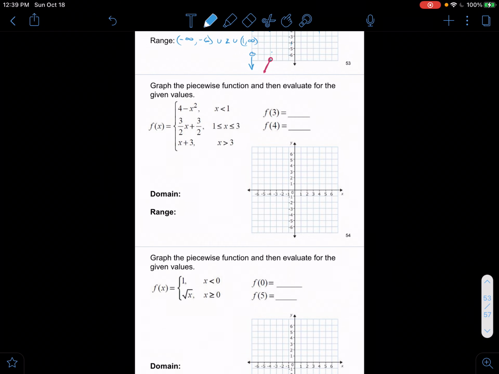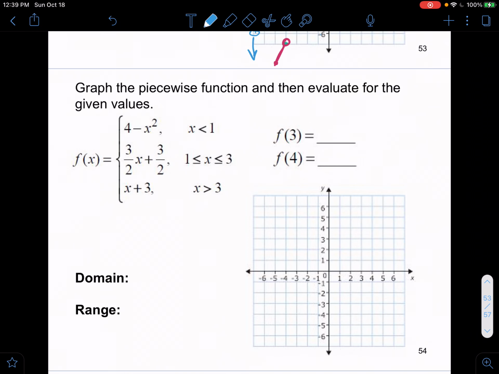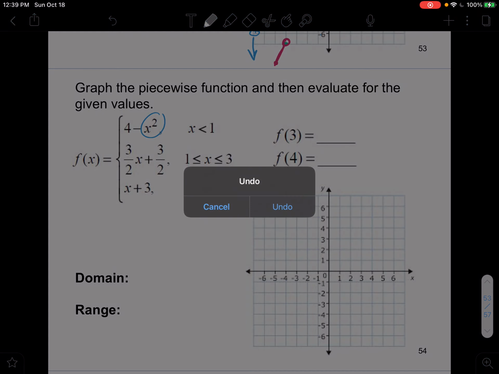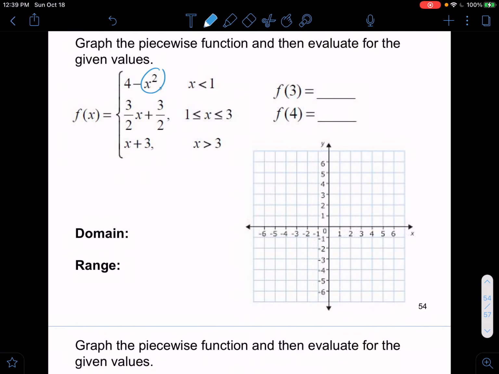Let's take a look at another one here. So this one's about to get a little bit more complicated because we do have a quadratic in the problem. So as we look at this problem now, in order to get our graph, we'll save that graph maybe for a little bit later, but first let's just color code everything.